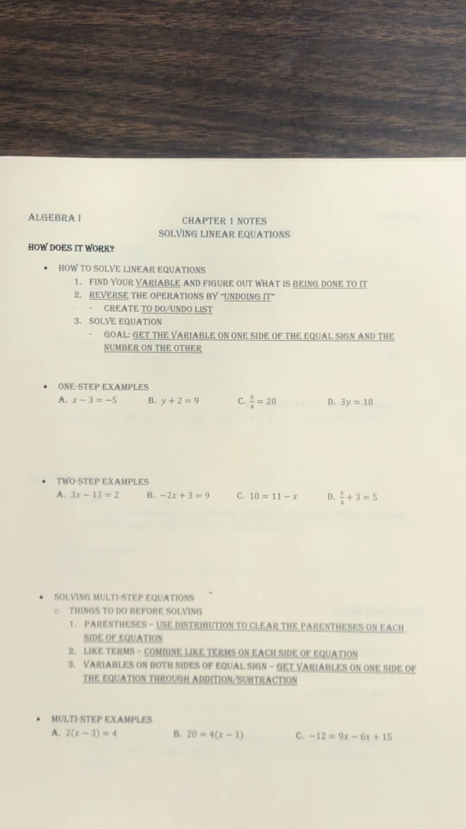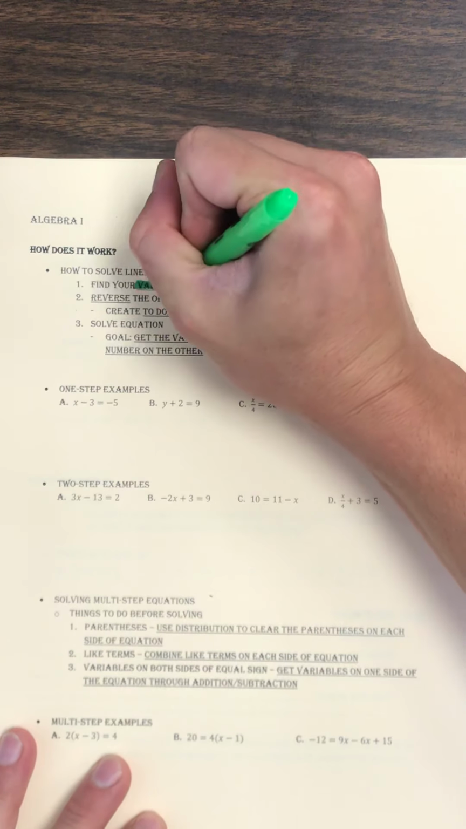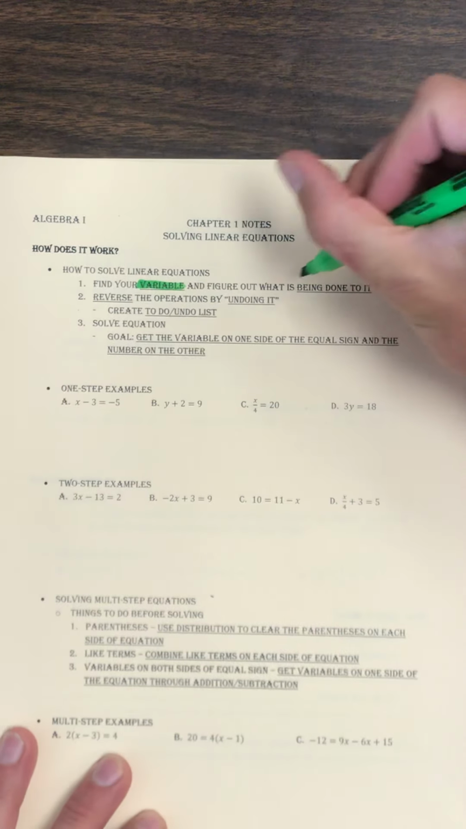And so we're going to start off with our very basic examples. But first, before we do any examples, let's just talk through the process. So how to solve linear equations. First thing you've got to do is find your variable. All of these equations will have one variable. Now there might be multiple variables on both sides as we go along, but there's only going to be one variable. So we need to find that variable, all right? And we need to figure out what's being done to it.